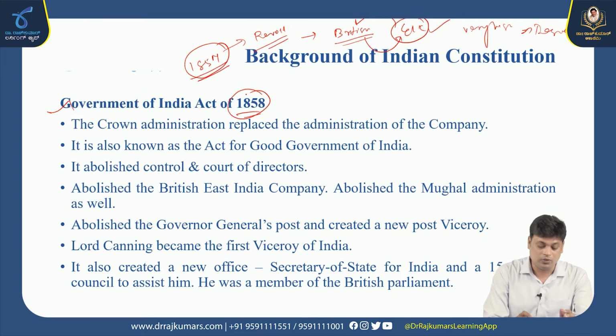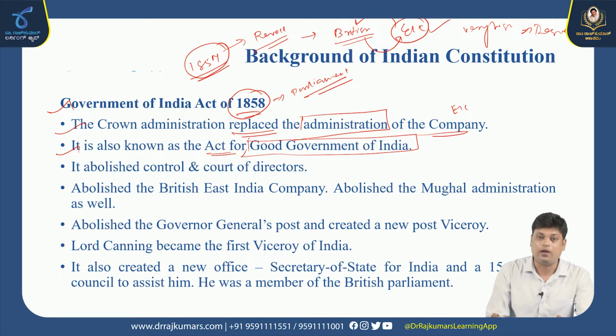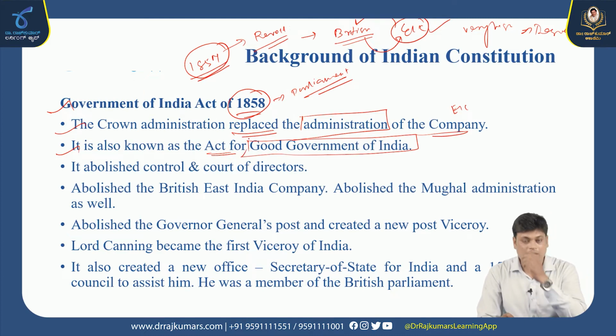After taking control, the Government of India Act 1858 was passed by the British Parliament, which became the purely administrative body. Okay, the Crown administration replaced the administration of the East India Company. It is also known as the Act for Good Governance of India, because they didn't want any kind of revolt from the Indian side, and they needed to establish their government in terms of good governance.